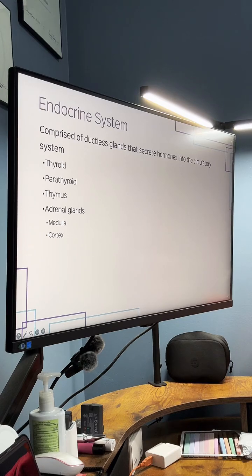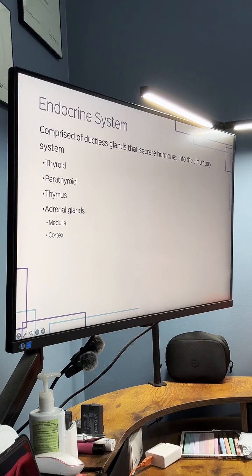The medulla is considered an extension of the sympathetic nervous system, and a tumor of the adrenal medulla is called a pheochromocytoma. The adrenal cortex, which is essential to life, is divided further into 3 distinct zones: zona glomerulosa, zona fasciculata, and the zona reticularis. The cortex secretes 3 steroid hormones, which are lipid soluble and made from cholesterol.